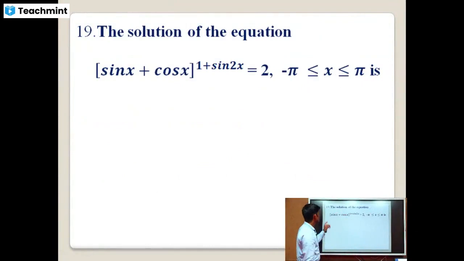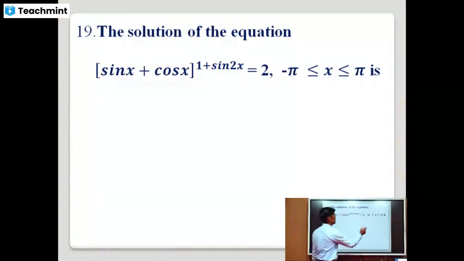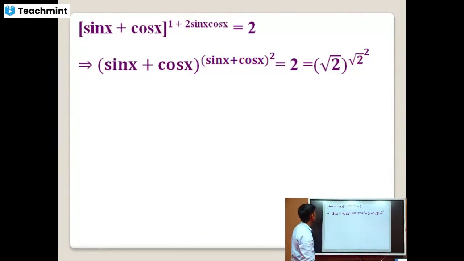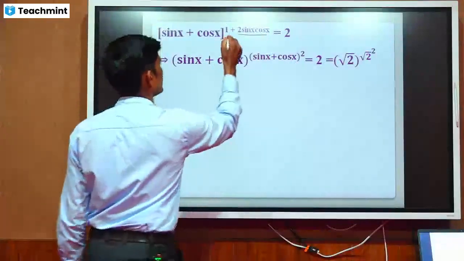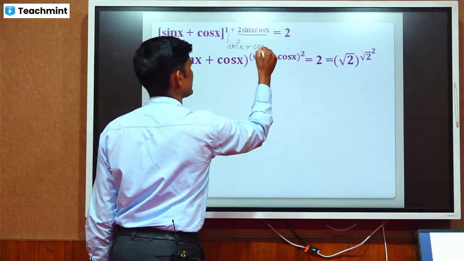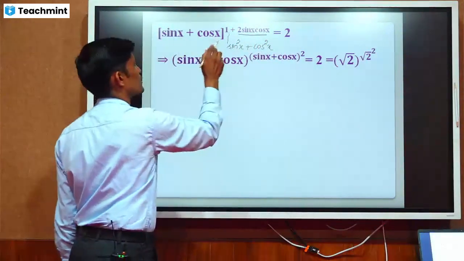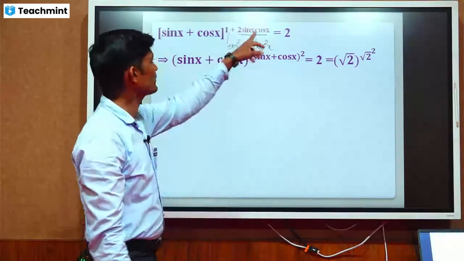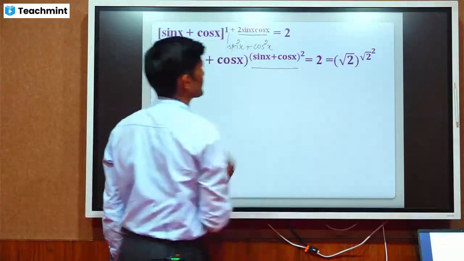Next, 19th question. The solution of the equation (sin x plus cos x) power 1 plus sin 2x equal to 2, where x lies between minus pi and plus pi is. These are the answers. You know, (sin x plus cos x) power 1 plus 2 sin x cos x equal to 2. Here, this is 1 plus sin 2x. Sin 2x is always equal to 2 sin x into cos x. And 1 we can write as sin square x plus cos square x using the identity. Therefore, it is (sin x plus cos x) power sin square x plus cos square x plus 2 sin x cos x. That is equal to (sin x plus cos x) whole square is equal to 2.